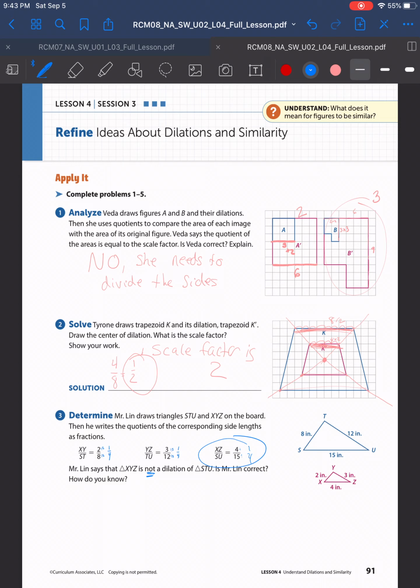And if they were a dilation, all 3 of these should be able to equal 1/4, which means that this triangle was looking pretty good until we got to the side xz and su. Then that's when the proportions got off. So we want to say he's correct, yes. xz over su is not proportional to any other side.